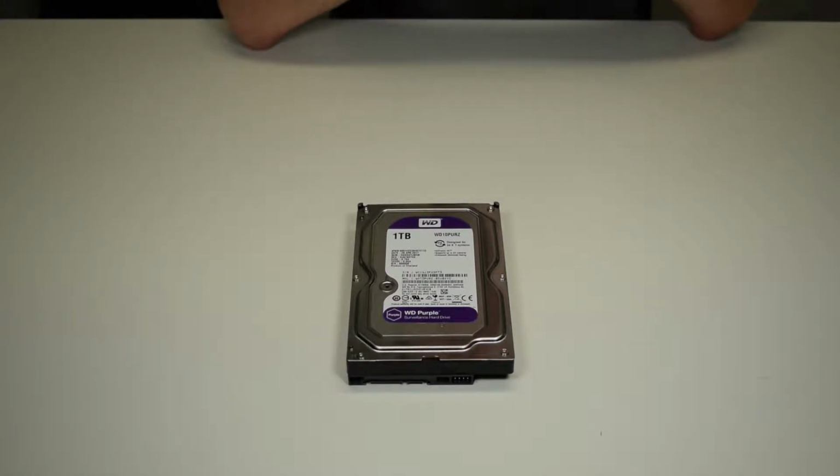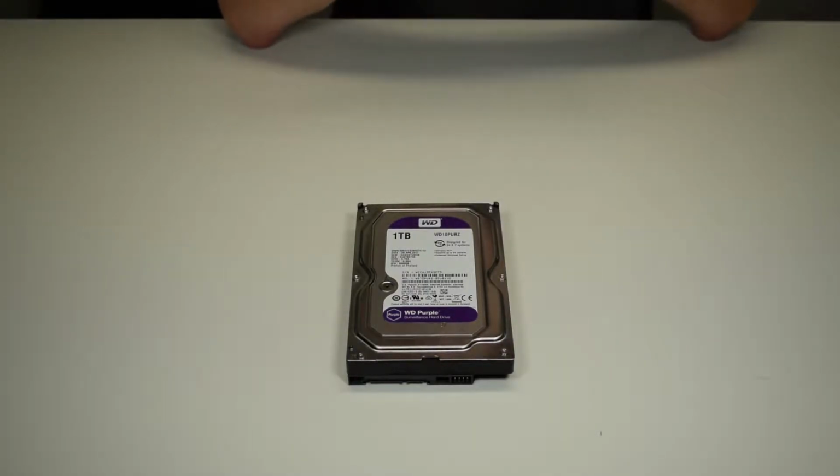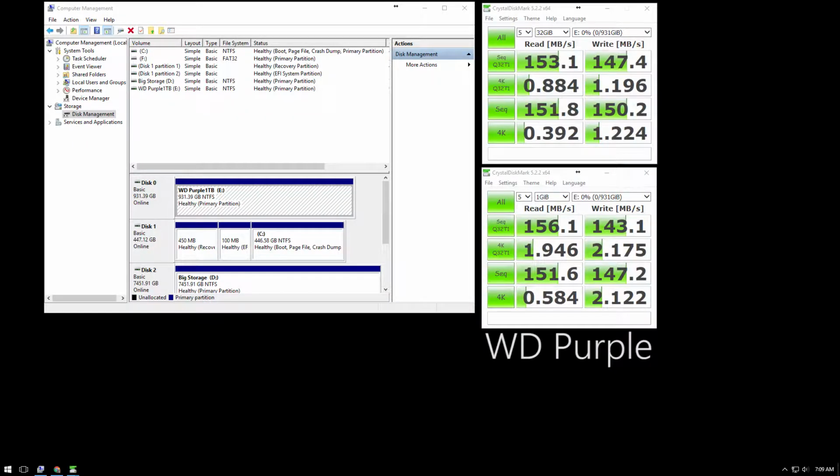But we're going to go ahead and kick over to my computer and talk about the speeds of this drive and see where they're at. And then if you stick around, I'll give you my thoughts on how I feel about the drive and how I think it performs. So stay tuned.